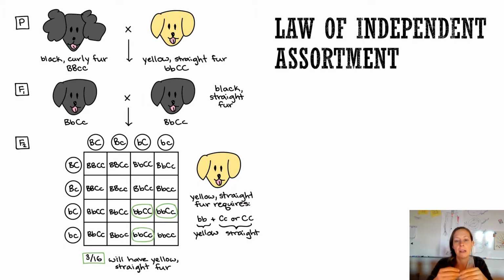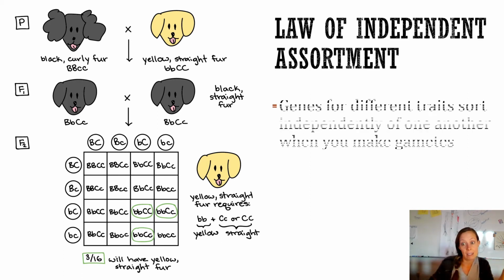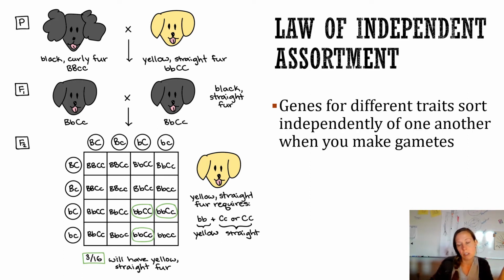And then the law of independent assortment, right, is the same thing, they're not going to stay together again. So genes for different traits assort independently when you make gametes, right? You can have black puppies, you can have yellow puppies, you can have puppies with curly hair, puppies with straight hair, it doesn't matter.